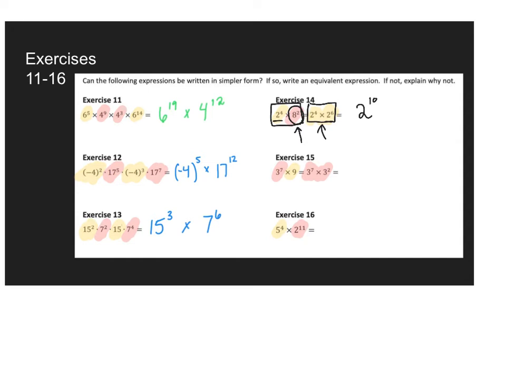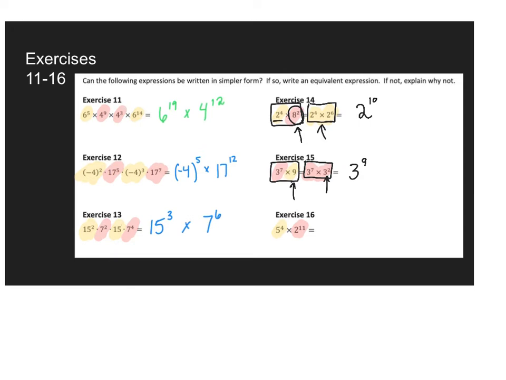Okay, so the same thing they did here. They took this, 3 to the 7th times 9. They said, 9, that's the same as 3 to the 2nd. So now they have the same base. We can simplify them. 3 to the 7th times 3 to the 2nd is the same as 3 to the 9th. Okay? And then this last one we have down here, 5 to the 4th times 2 to the 11th.